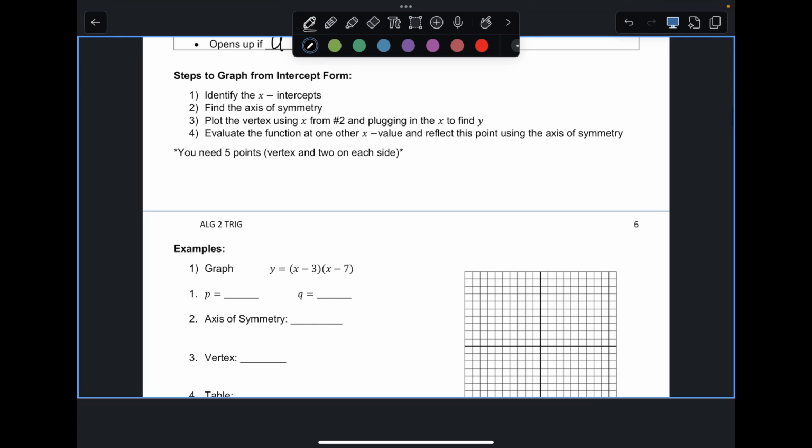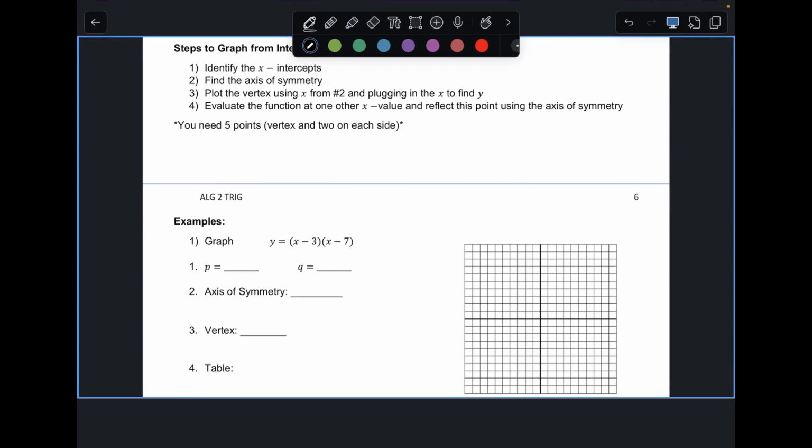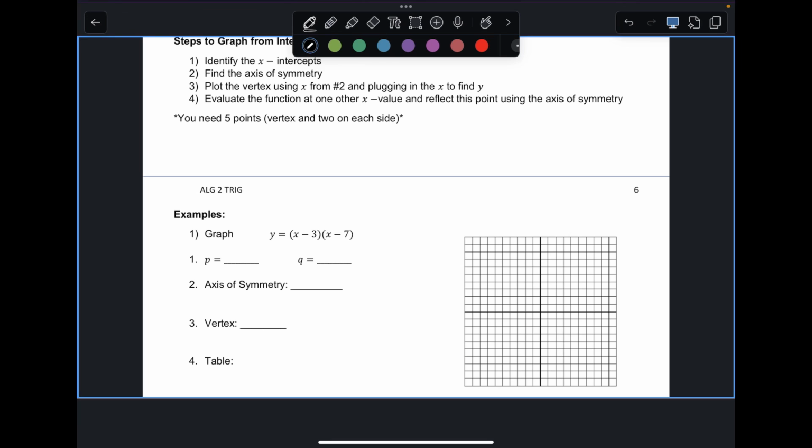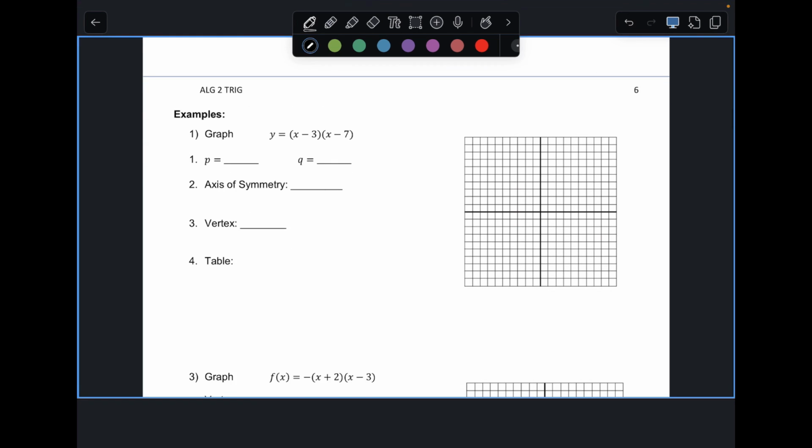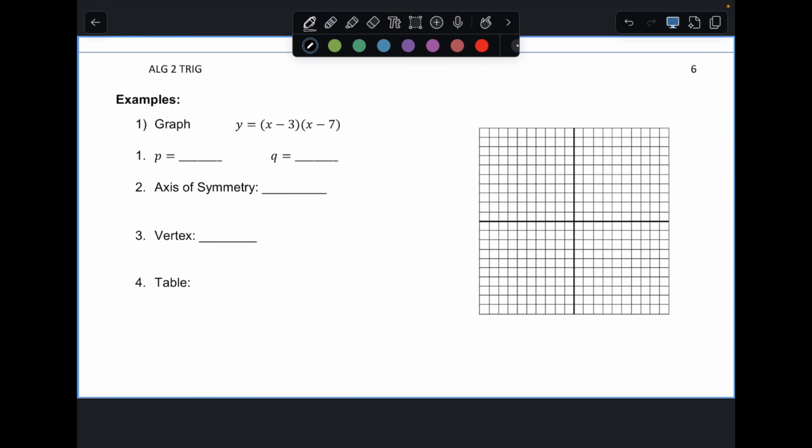And then again, for the steps, I'm going to hop back and forth between these two. So I'll try to leave these steps on here so you're not flipping on your paper. But let's graph one. Step 1, identify the x-intercepts, aka let's find P and Q. In here, it doesn't really matter which one's which, but what's P? Negative 3 or positive 3? Positive 3, flip the sign. What's Q? 7. So that means right off the bat, just from P and Q, I have 2 points.